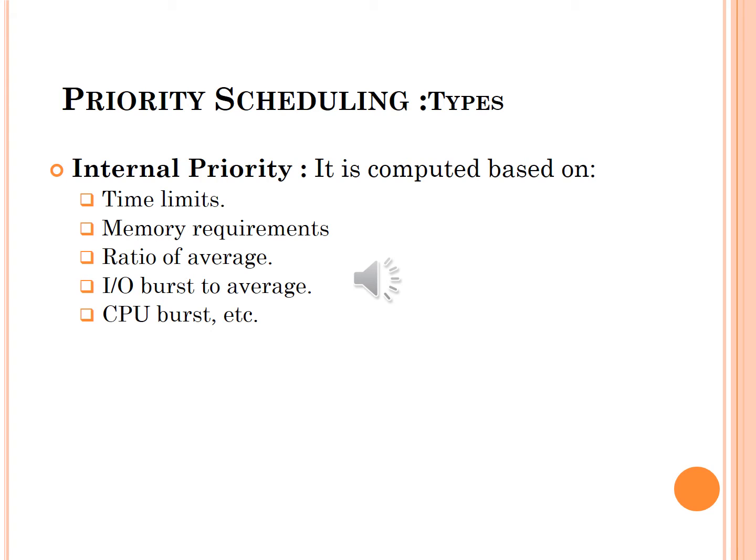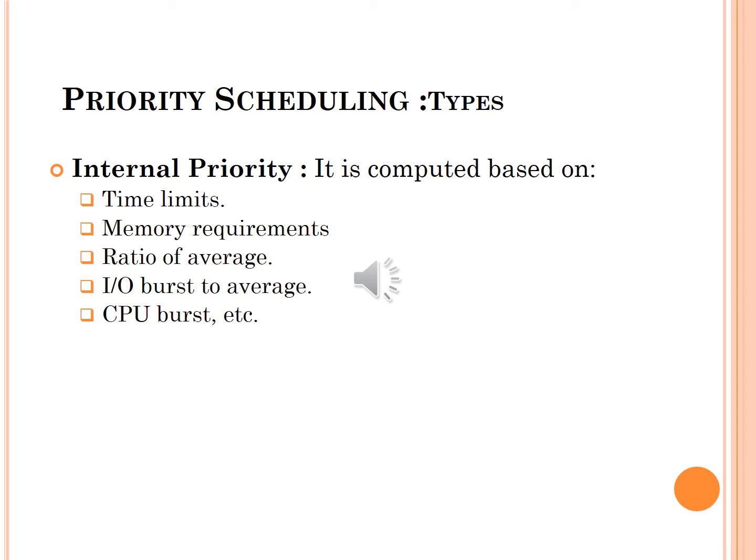As we mentioned earlier, there are some factors that decide the priority scheduling, and according to these factors, the priority scheduling is divided into two types. There is internal priority and then there is external priority. Internal priority is computed based on time limits, and we explained it before: if we have a process that has to be executed soon, then this process has the highest priority. Memory requirements refers to the memory capacity to accommodate a certain process. So according to that capacity, we prioritize the process.